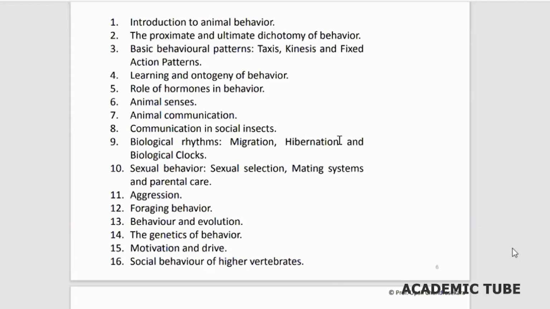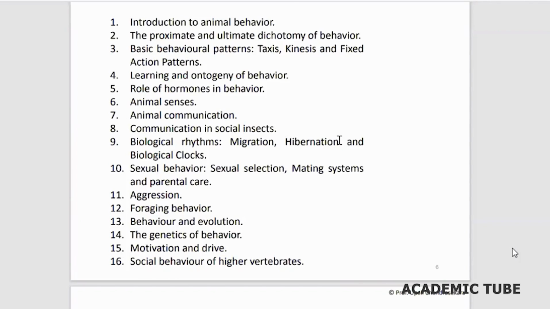And then hibernation, right? Hibernation during the winter season. Animals like bear and some other animals sleep. They sleep continuously for nearly 3 months. That's hibernation. And we're also going to learn about biological clocks.